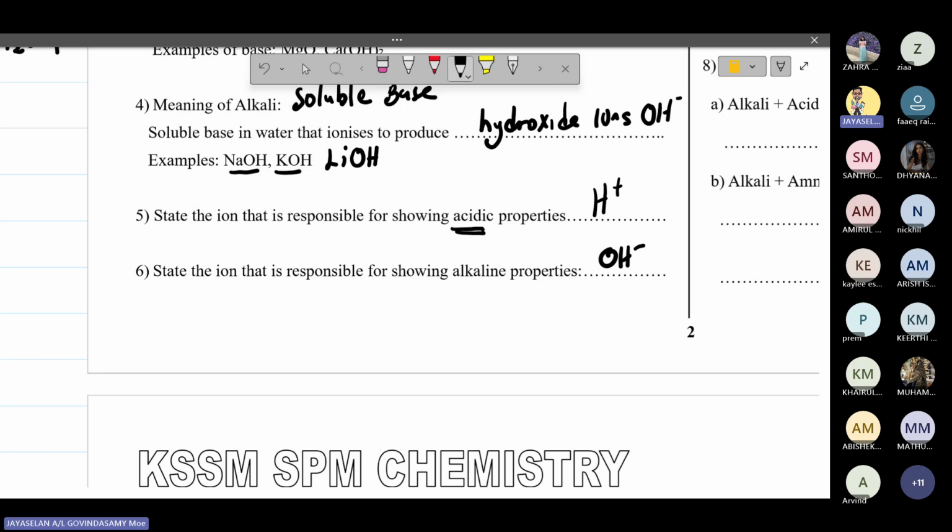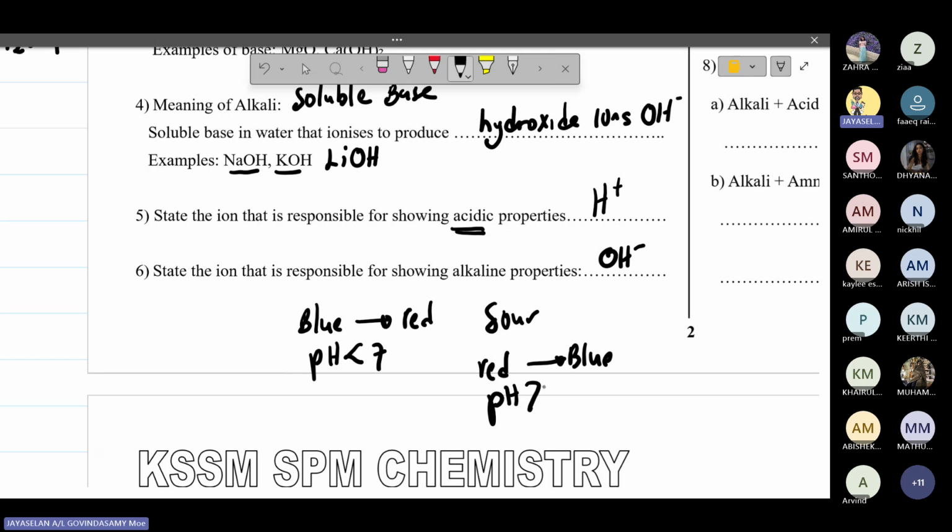Please remember. What do acidic properties mean, sir? Sir, I don't know what the properties of acid are. Blue litmus paper turns to red. pH value less than 7. It has what taste? Sour taste. All this is acidic properties. Standard 5 science, learned already. What are alkaline properties, sir? Red litmus paper turns to blue. pH value more than 7. It has bitter taste. That is alkaline.